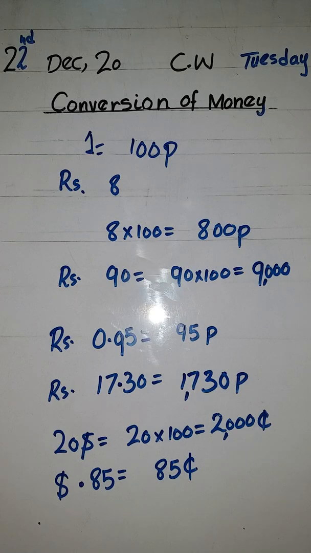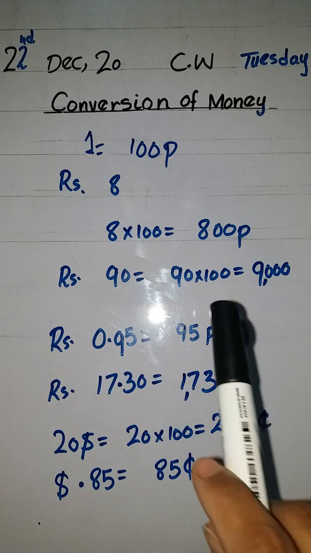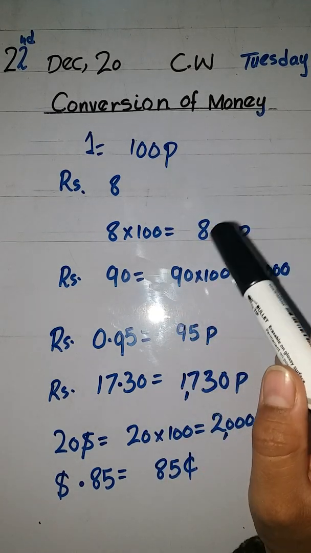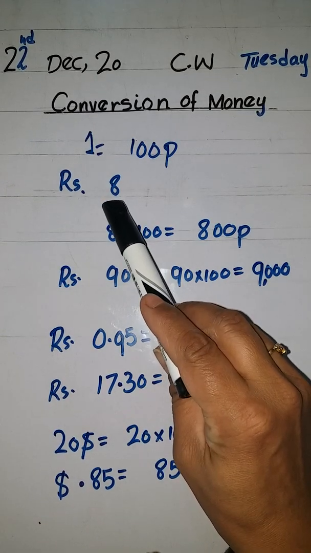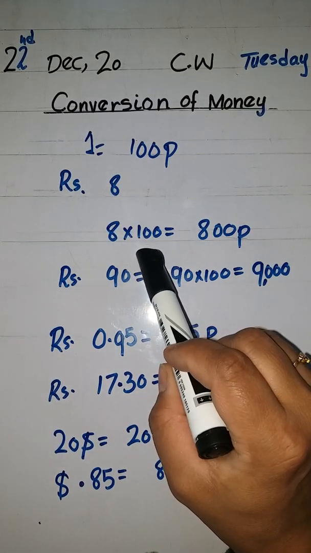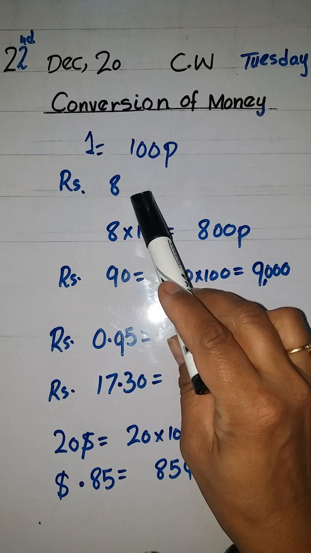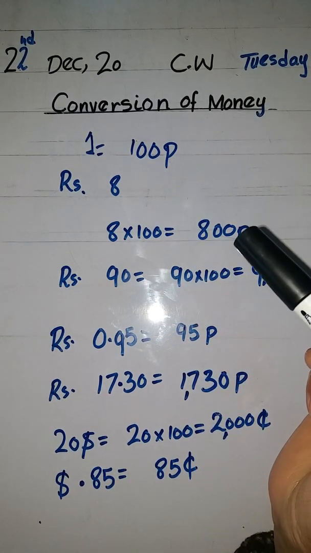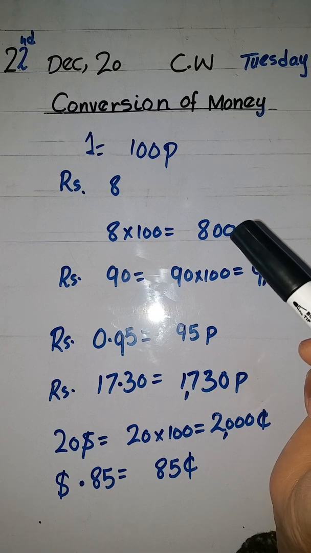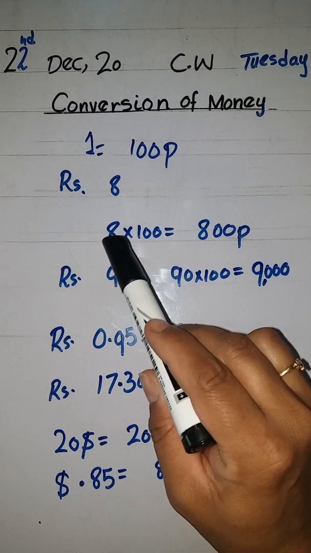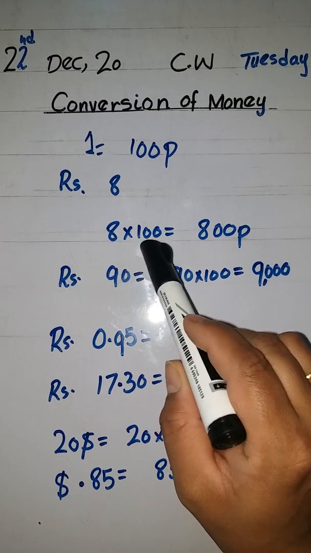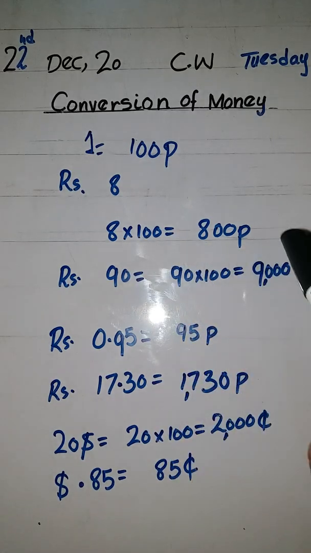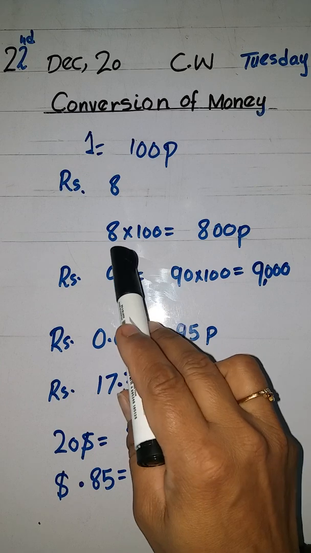Have a look at the first one. The first A part has 8 rupees. To convert 8 rupees into paisas, I have already told you that 1 rupee is equal to 100 paisas. How many paisas in 1 rupee? 100 paisas. So we will multiply 8 with 100. What will be the answer? If you multiply, we will get 800. You can multiply in the rough work.